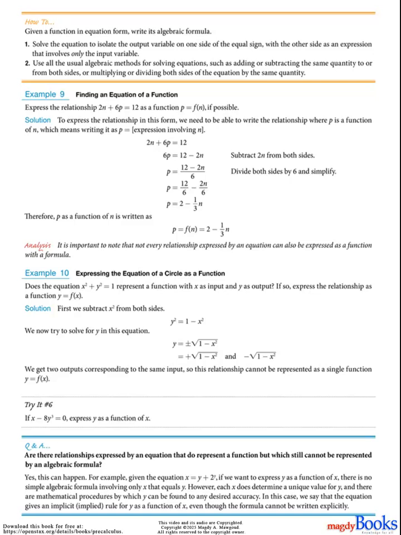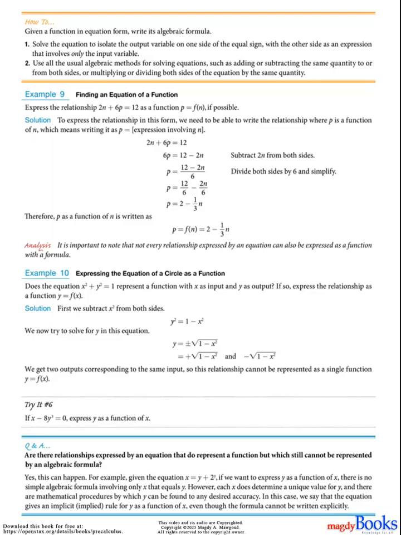Example 9. Finding an equation of a function. Express the relationship 2n + 6p = 12 as a function p = f(n), if possible. Solution. To express the relationship in this form, we need to be able to write the relationship where p is a function of n, which means writing it as p = expression involving n.